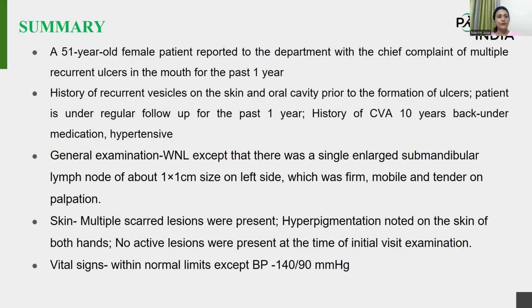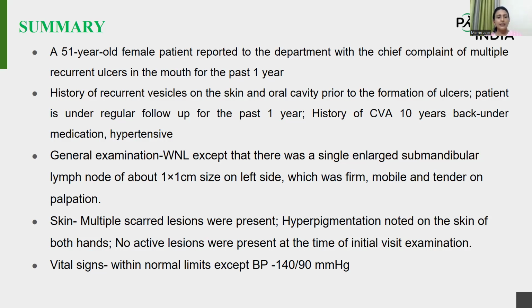To summarize, a 51-year-old female patient reported in the department with a chief complaint of multiple recurrent ulcers in the mouth for the past 1 year. The patient gave a history of recurrent vesicles on the skin and oral cavity prior to the formation of ulcers. The patient is under regular follow-up for the past 1 year in the department. The patient also had a history of CVA 10 years back and she's under medication. She's also hypertensive. On general examination, it was within normal limits, except that there was a single enlarged submandibular lymph node of about 1 by 1 centimeter size on the left side, which was firm, mobile, and tender on palpation.